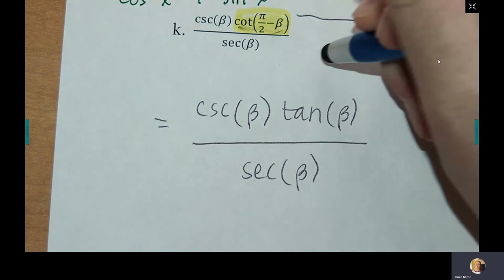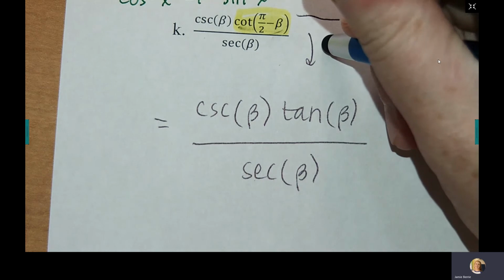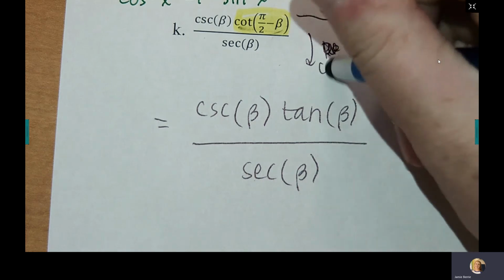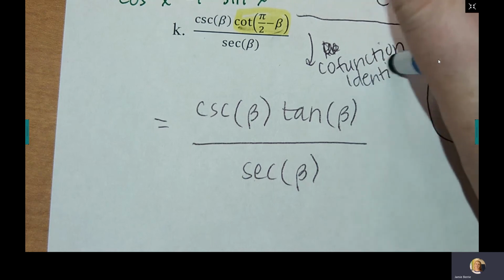All right, so that was a cofunction. I need to go back to the last one and add in which identities I was using. Not reciprocal, cofunction. So that was a cofunction identity.